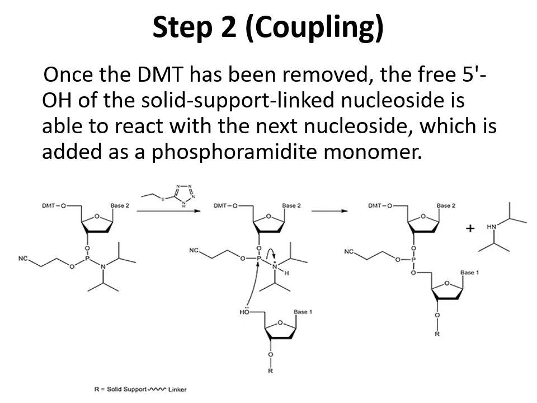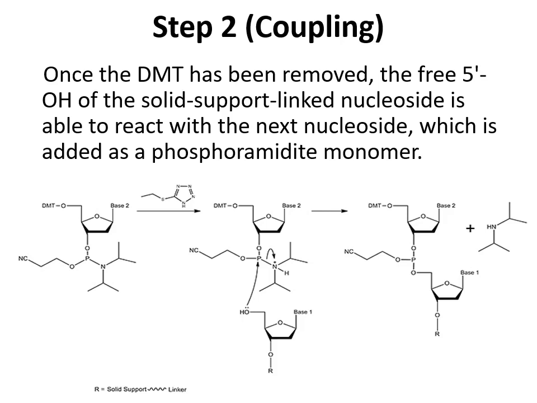Once the DMT has been removed from nucleotide 1, the free 5' OH of the solid support linked nucleoside is able to react with the next nucleoside, which is added as a phosphoramidite monomer. Again, like nucleotide 1, the second nucleotide also has a DMT group attached to the 5' hydroxyl group.